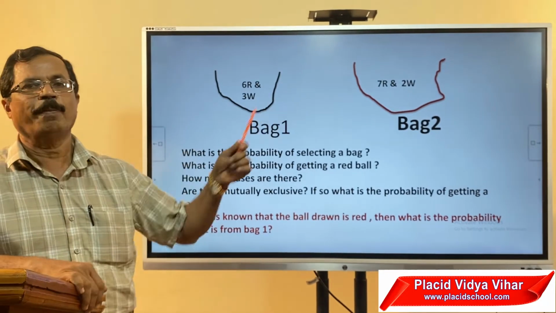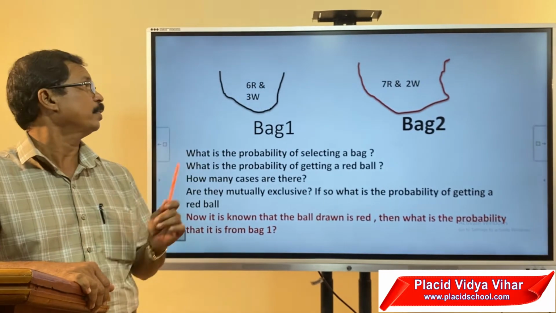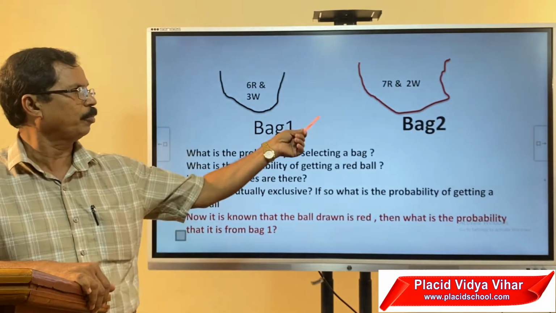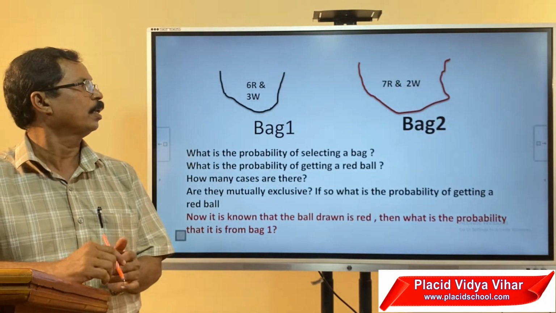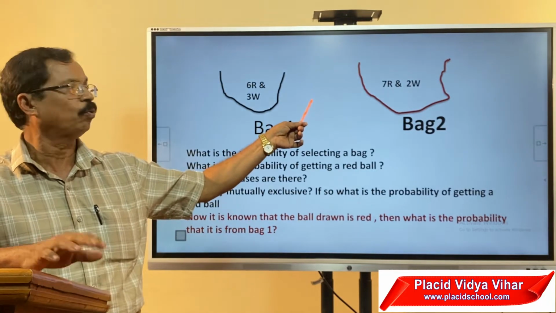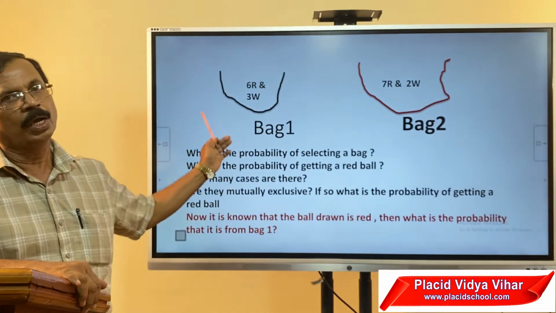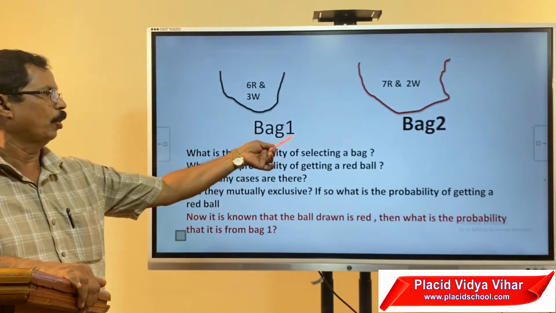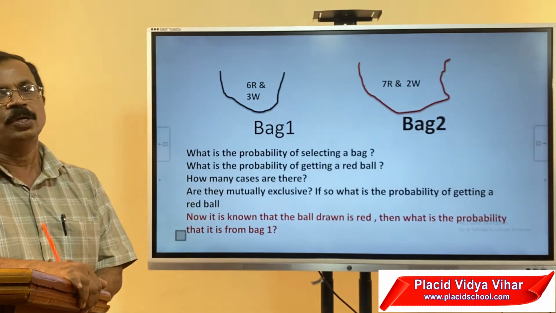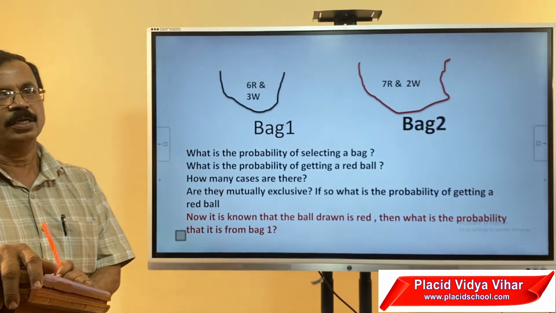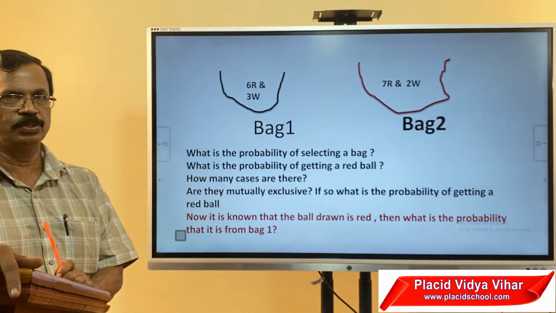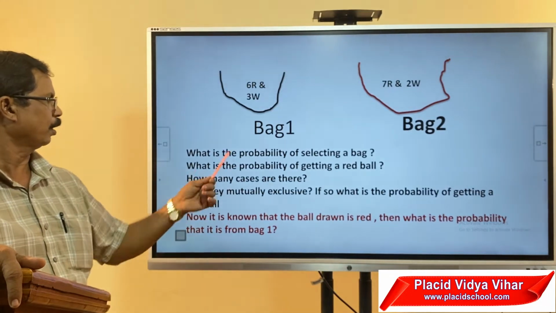Look, there are two bags. Bag 1 contains 6 red and 3 white balls. And suppose bag 2 has 7 red and 2 white balls. Now I have written some questions here, you go through them. What is the probability of selecting a bag? You know there are 2 bags and you know the probability of one of them, it is 1 by 2.